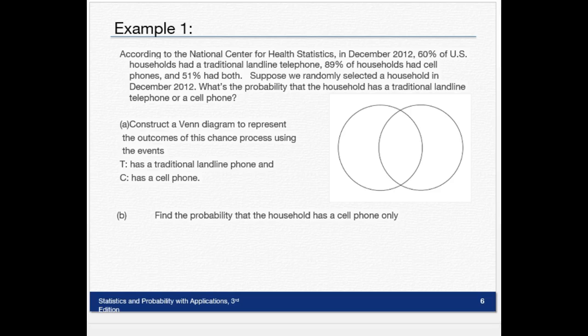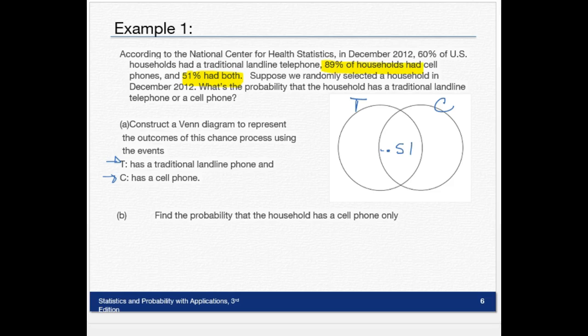All right, so let's look at this. First, we need to construct our Venn diagram to represent these outcomes. When you do this, the very first thing you're going to do is look at the intersection. How much is both? Well, it's right here. 51% had both. So I'm going to make that 51 a decimal, 0.51. T is for traditional and C is for cell phone. So here's T and here's C. 51% had both. Now we look again.